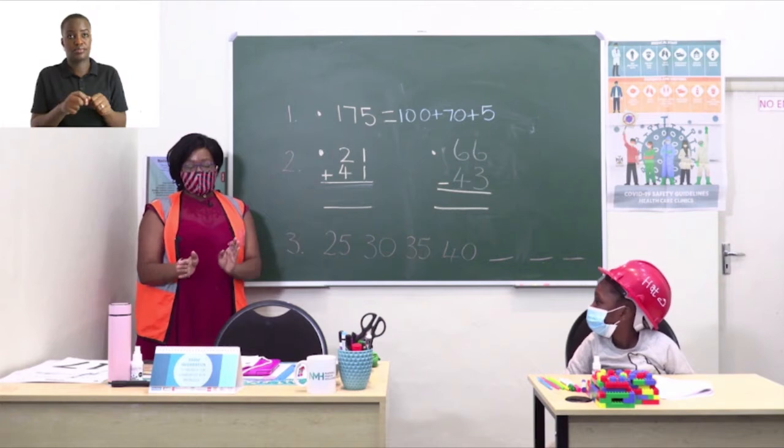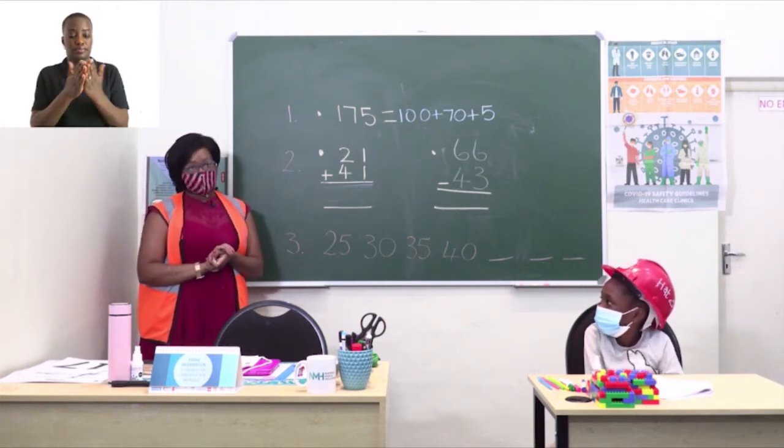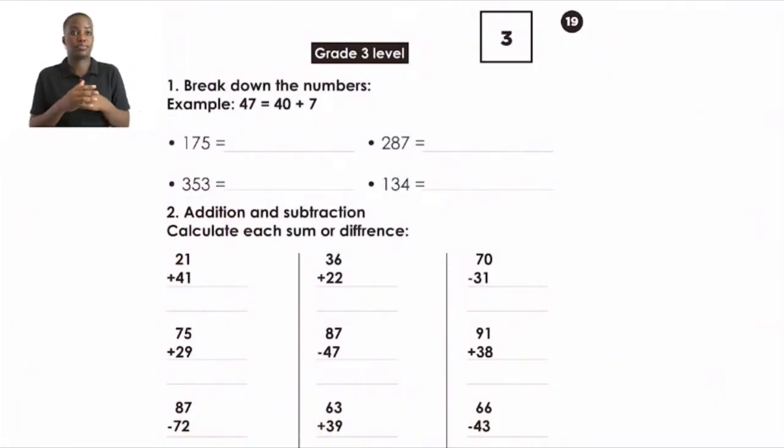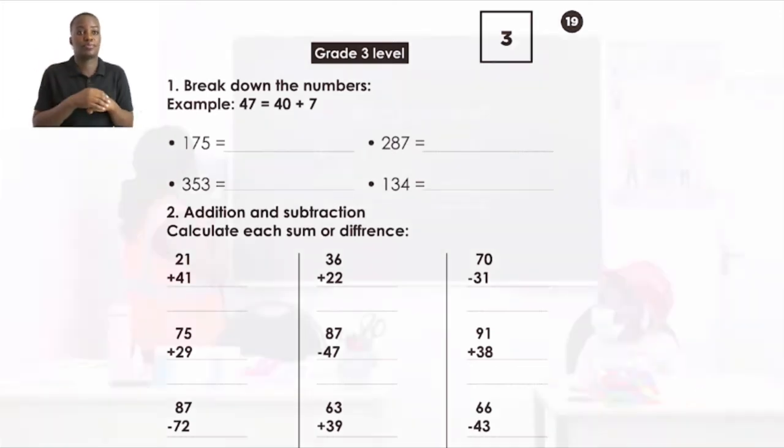Let us now take a look at what is in the booklet for number 2. Number 2, we have addition and subtraction. Now, grade 2s and 3s, we have been doing addition and subtraction for a long time. So this one shouldn't take us too much time. But let us just do 2 examples. We're going to do the first one and the last one. Let's take a look at the board.